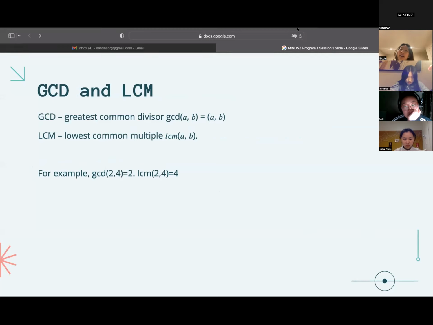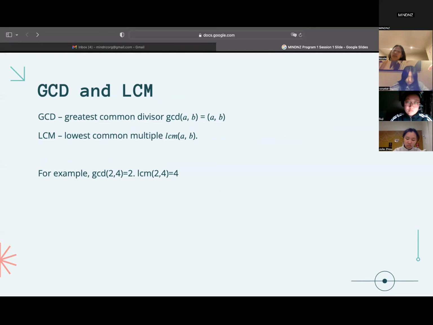So now we're gonna just quickly work through greatest common divisor and lowest common multiple. So GCD and LCM. Is anyone familiar with this already? Okay, so yeah, I think most people should be quite familiar with it, but once again, I might just stick through it again.